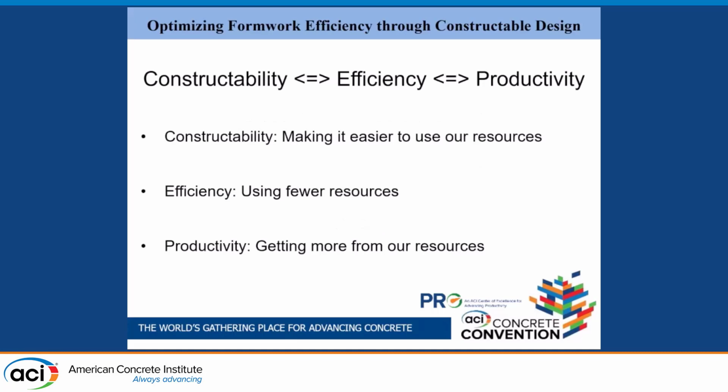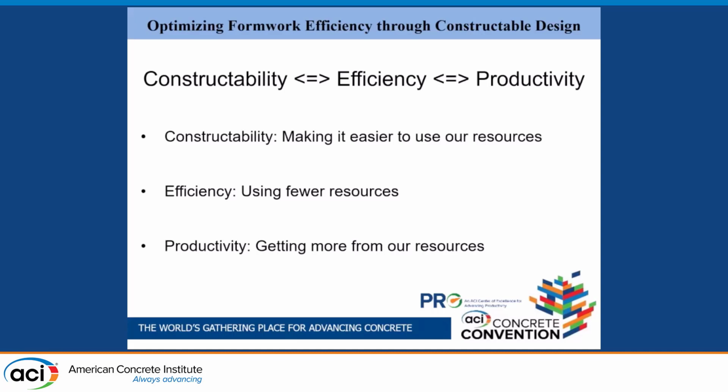So the words that have been thrown out a lot are constructability, productivity, and efficiency. And they've all been thrown out as essentially the same thing. And really, they kind of get us all in the same direction. We're looking for square feet per man hour, essentially, is what we're trying to improve. But there are a little bit of differences, and I'm going to address them a little bit differently.